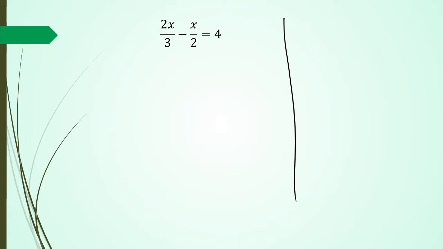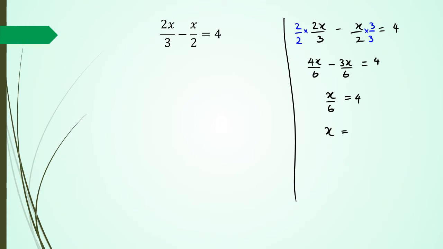We've got 2x over 3 minus x over 2 equals 4. One way of doing it is finding the lowest common multiple between 3 and 2. That's 6, which means I'm going to multiply the numerator by 2 and the denominator by 2, and on this side, numerator by 3 and denominator by 3. When I do this, I get 4x over 6 minus 3x over 6 equals 4. Now 4x over 6 minus 3x over 6 is x over 6, which equals 4, and therefore x is equal to 6 times 4, which is 24.